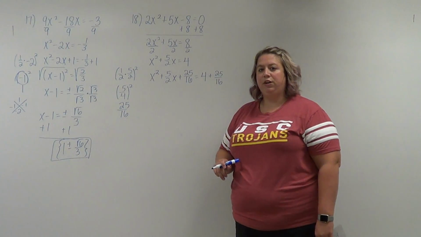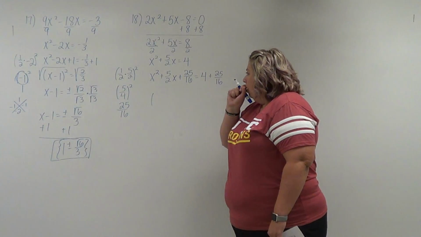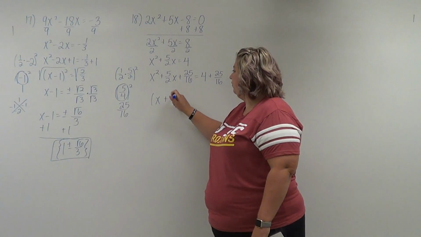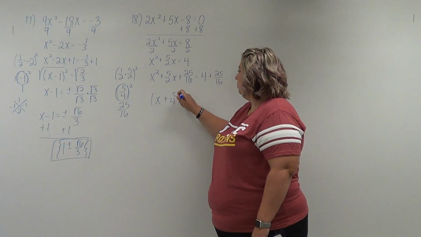Okay, I need to make a perfect square. This is the number that's going to go in there. So this would be x plus 5 fourths squared.